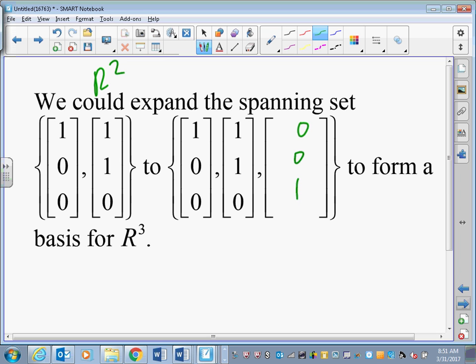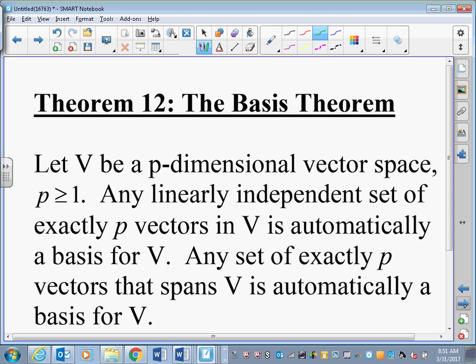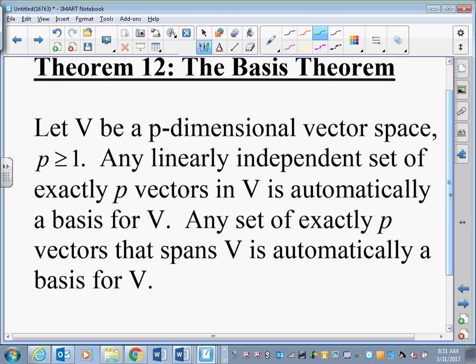Any numbers really. It's kind of hard not to make a basis for R3 by adding another vector. Okay? Kind of hard to screw that one up. So for a p-dimensional subspace, where p has to be greater than or equal to 1, a linearly independent set of exactly p vectors is automatically a basis for V.